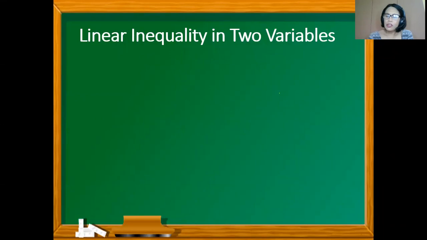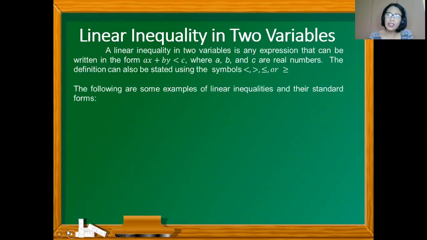Now, class, the definition of a linear inequality in two variables is closely similar to the definition of a linear equation in two variables. A linear inequality in two variables is any expression that can be written in the form ax plus by is less than c, where a, b, and c are real numbers. The definition can also be stated using the other symbols for inequalities like less than or equal to, greater than or equal to, less than, or greater than.